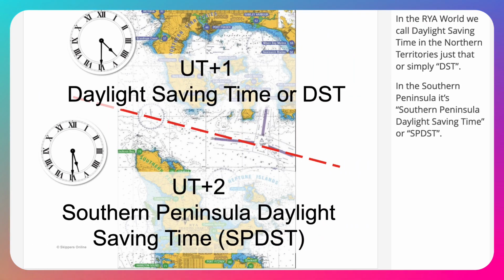In the RYA world, we call Daylight Saving Time in the Northern Territories just that, or simply DST. In the Southern Peninsula, it's Southern Peninsula Daylight Saving Time, or SPDST.